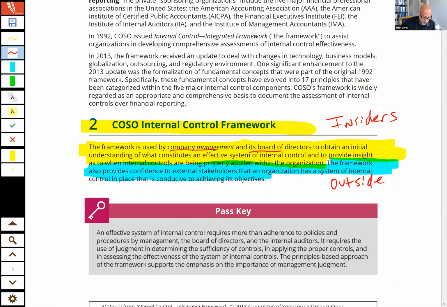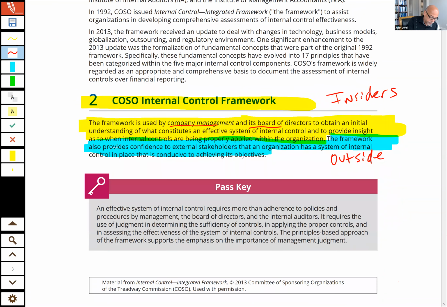Now, an effective system of internal control requires more than adherence to policies and procedures and internal auditors. It requires the use of what? Judgment. Okay, we always come down to this notion that we have to use judgment in order to determine the controls are adequate. And it takes a principles-based approach.